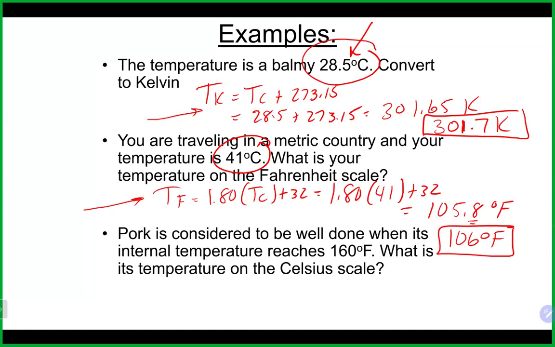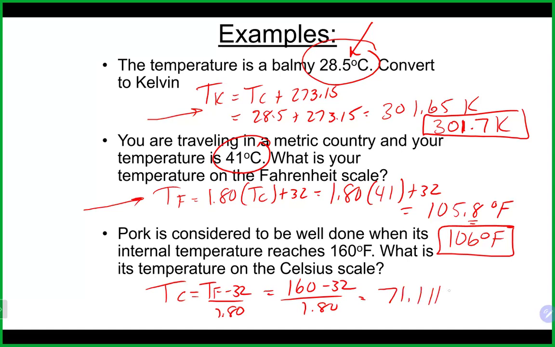Here we're going from Fahrenheit to Celsius. So Celsius is our Fahrenheit minus 32 divided by 1.8. So popping in our number here, that's going to go 160 minus 32 divided by 1.8. That gives us 71.111, a whole bunch of ones, degrees Celsius. Once again, looking at our original temperature value, we had a whole number here, so we would take this to 71 degrees Celsius. Any questions on any of those calculations there?